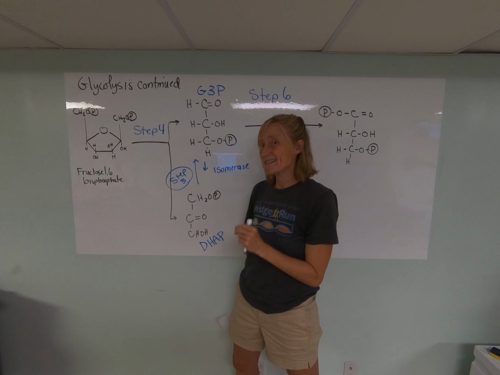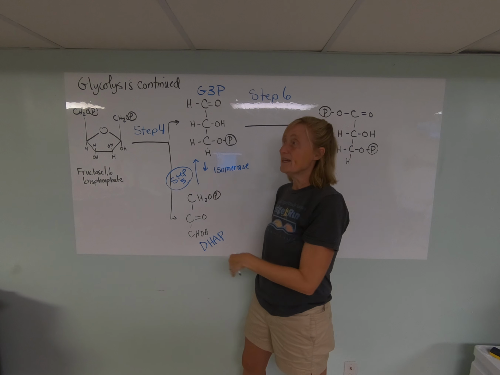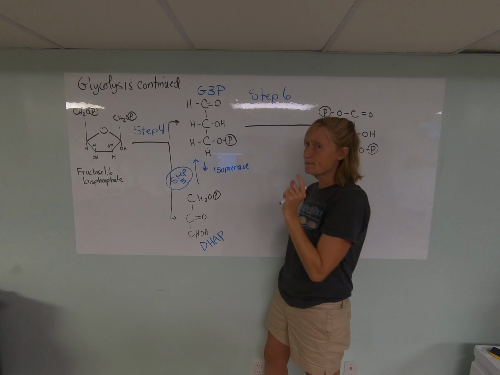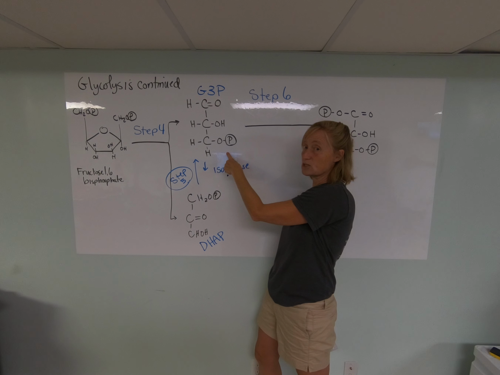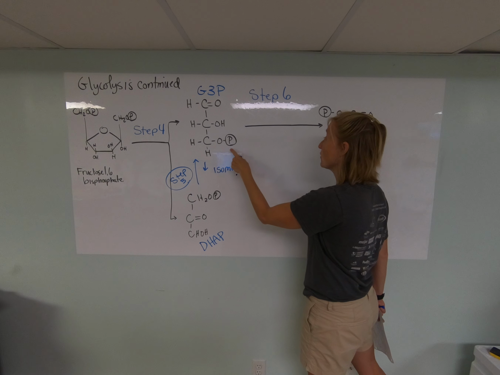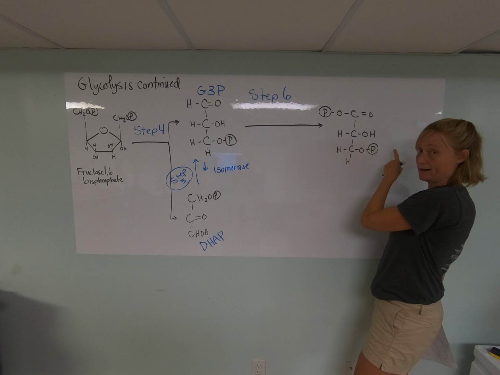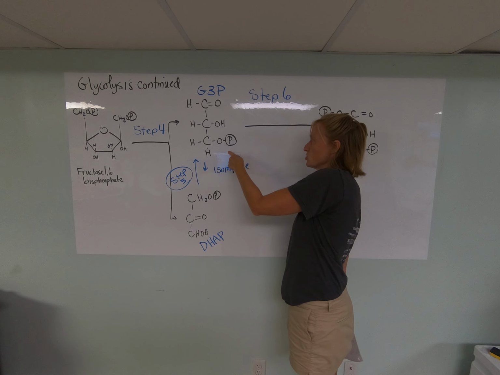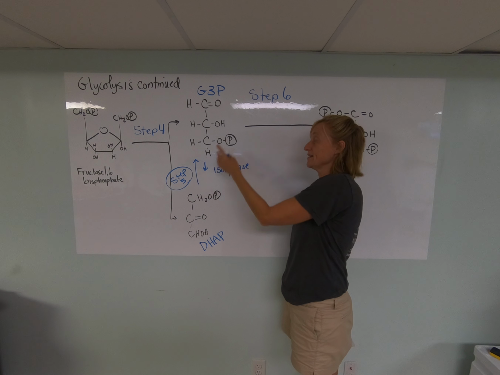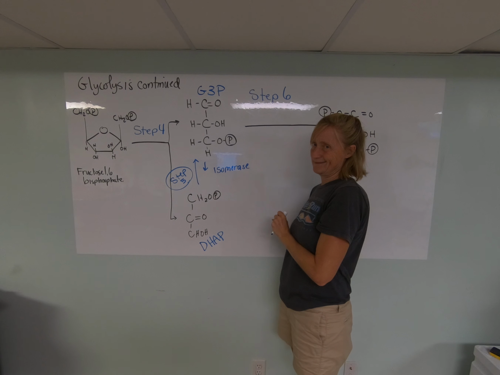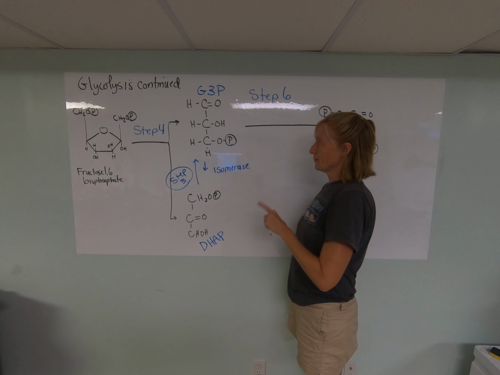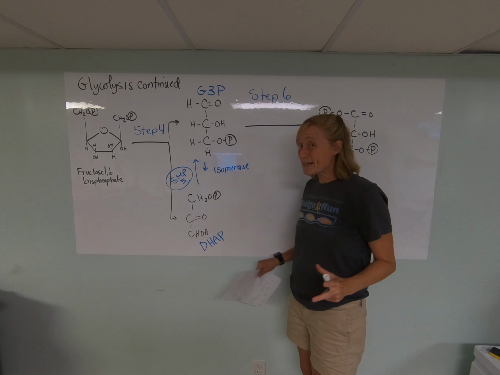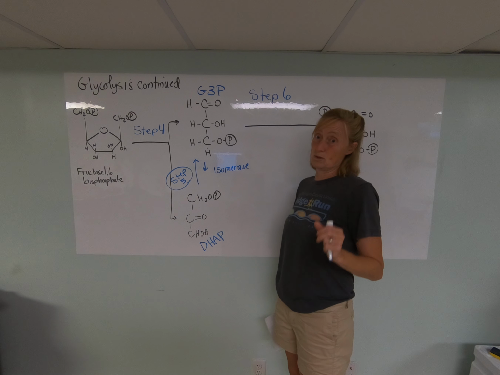So what essentially has happened in steps 4 and 5 is we've taken this 6-carbon sugar, cut it in half, and essentially made 2 molecules of glyceraldehyde 3-phosphate that we're going to follow through steps 6 through 10. So we're really going to have steps 6 through 10 happening twice, because we have 2 molecules of glyceraldehyde 3-phosphate at the end of step 5. So we haven't made any ATP yet. We haven't done any redox reactions, but step 6 is super important.